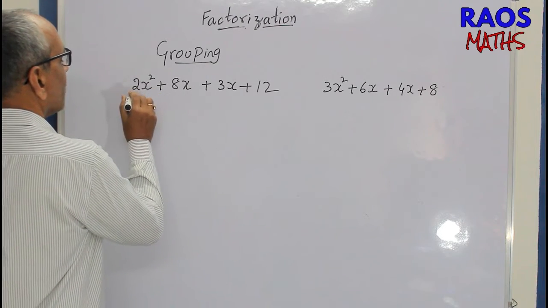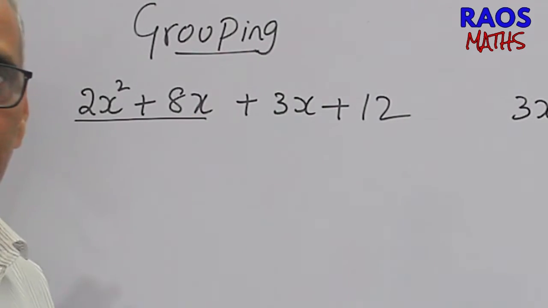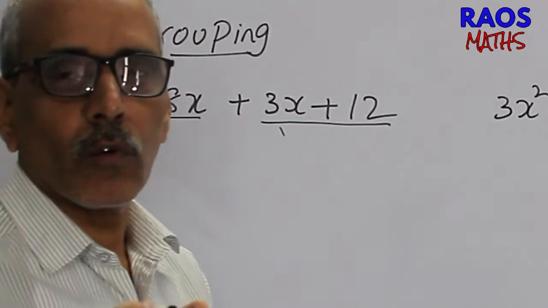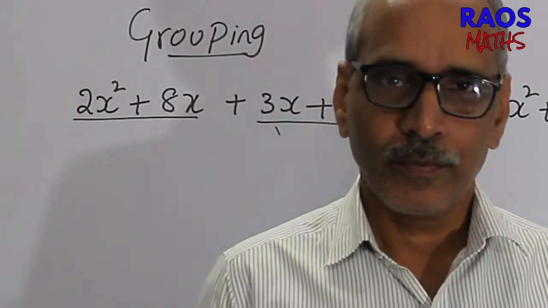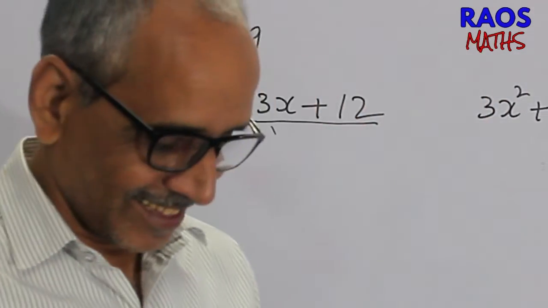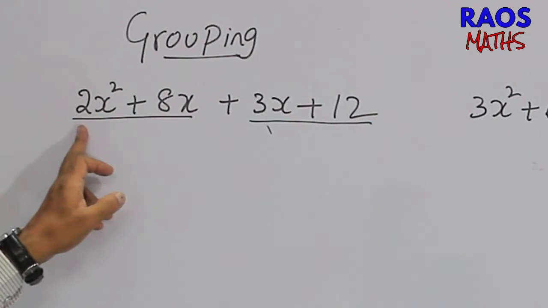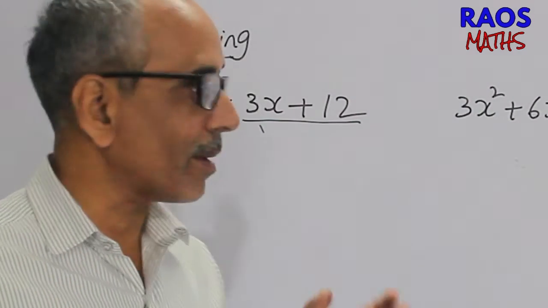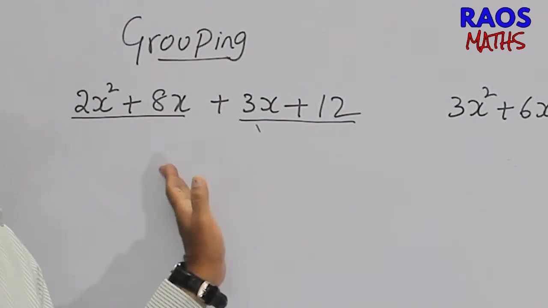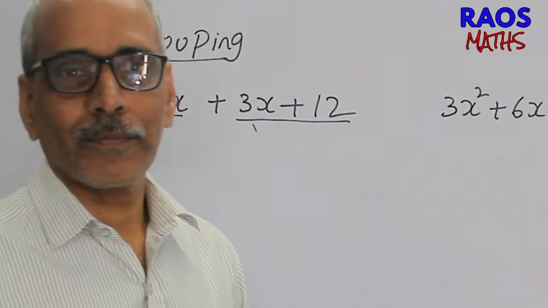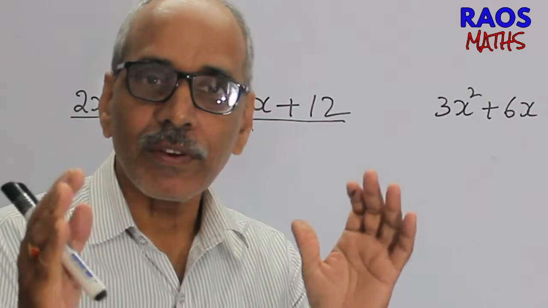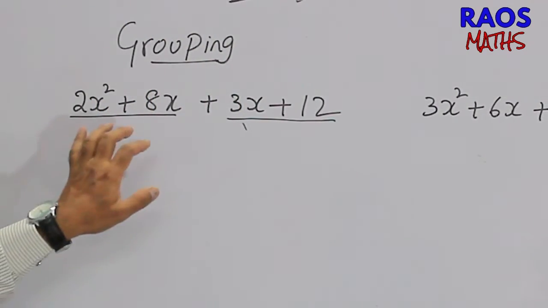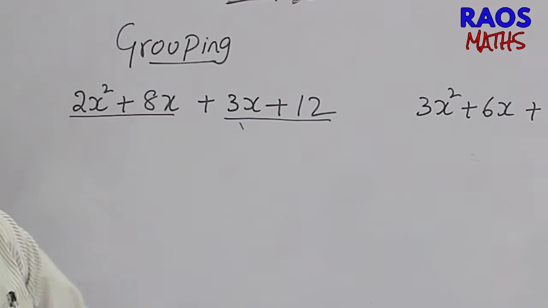See, observe the first two have a common factor, and the last two also have a common factor. Correct? That means I grouped the four into two in one group, two in another group. And here is also one more twist. So its partner is 8x. The 8x may not always be just beside it in the question paper. It may be anywhere. It may be in the second position, third or fourth. But we have to identify it. That's why we call it grouping. Here in this question they are side by side.